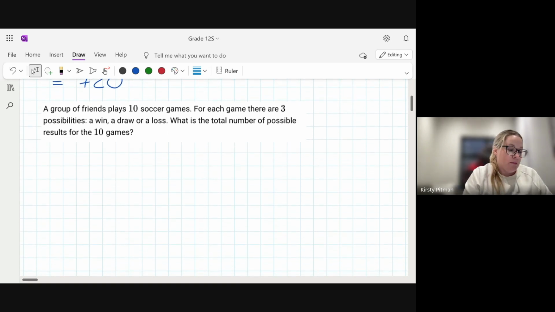A group of friends plays 10 soccer games. For each game, there are 3 possibilities: a win, a draw, or a loss. What are the number of possible results for those 10 games? Should be nice and easy now, that one. It's not telling you that for the first game it has to be this and the second game it has to be that. It's a nice, straightforward one.